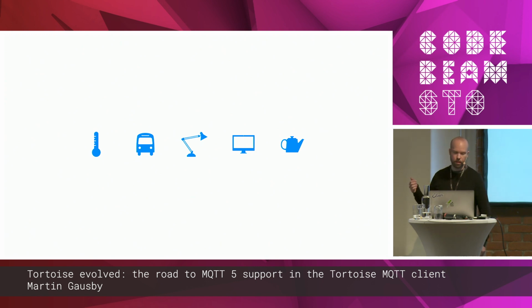So it's made to basically run on a temperature sensor, for instance, where the temperature sensor can send a temperature metric to a server. We can have a bus that sends its location data to a server. We can send a command to a lamp, for instance, like turn on, turn off. We can run it on computers, and we can run it on tea kettles.